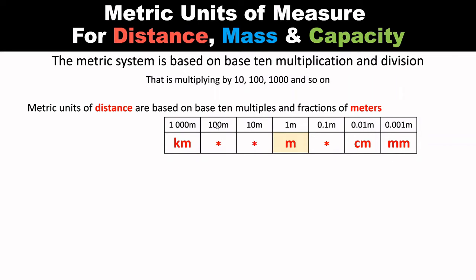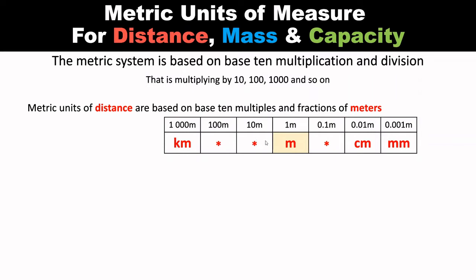Then we've got 10 times 10, that's 100 meters, and you could call that a hectometer. However, again, we don't tend to use that measurement, so you don't need to remember that name. Again, I just put a star here. But 10 times 10 times 10, or 100 times 10, is 1,000 meters. And 1,000 meters is what we call a kilometer. So you can see that to get from meters to kilometers, we take 3 jumps of 10. 1 times 10 is 10, times 10 is 100, times 10 is 1,000.